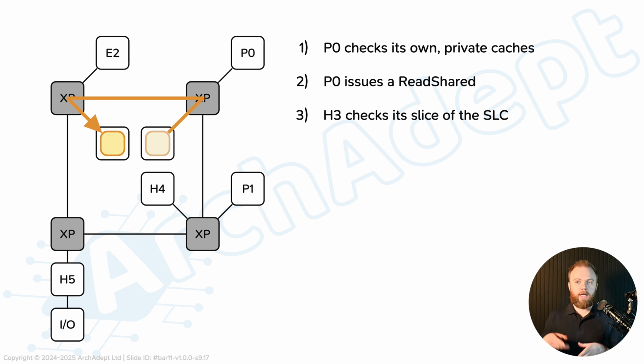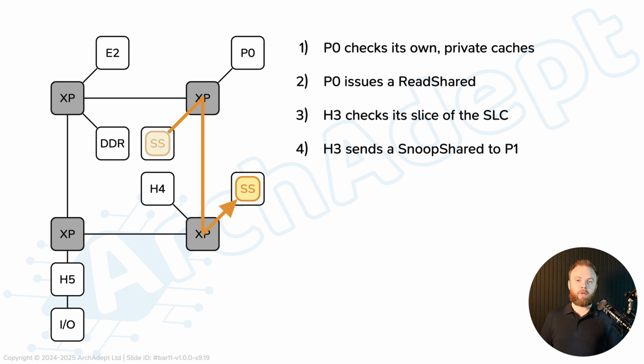In other words, if we were to simply load the requested data from DDR here, then we'd actually be loading stale, out-of-date data. And that's not good. So we cannot just go straight to DDR if we miss in the system level cache. Instead, what the home node does is send what we call a snoop request to the other agents in the same shareability domain as P0, asking them to provide a copy of the requested cache line if they have it. In this particular case, that means H3 sends a snoop shared to P1.